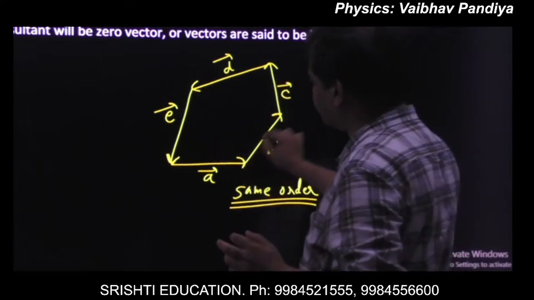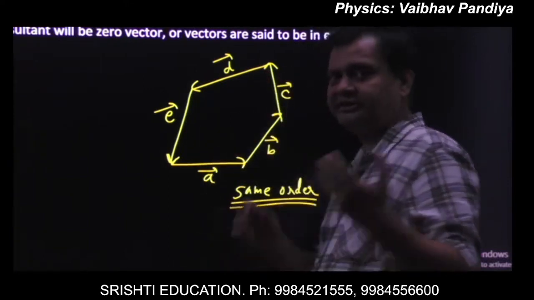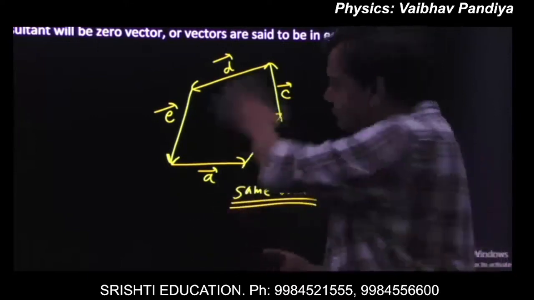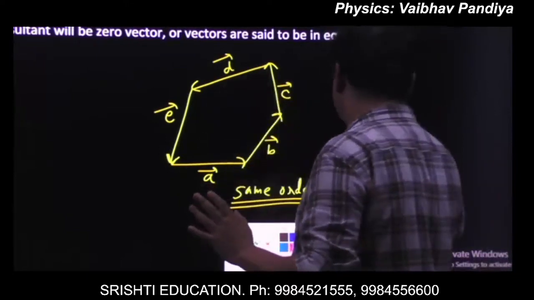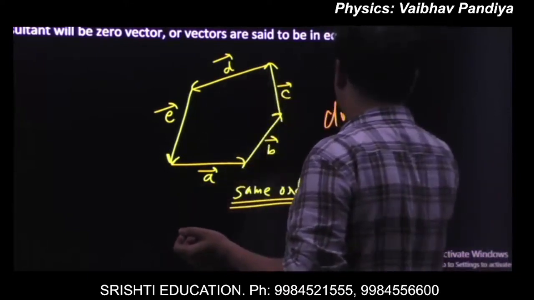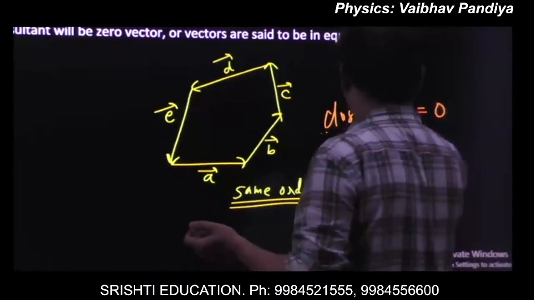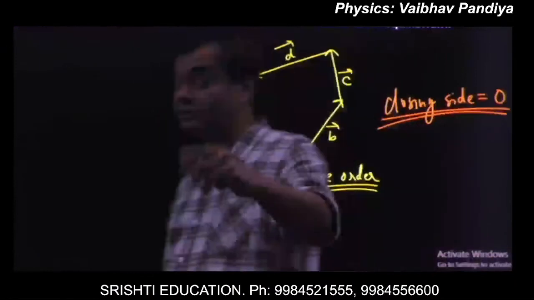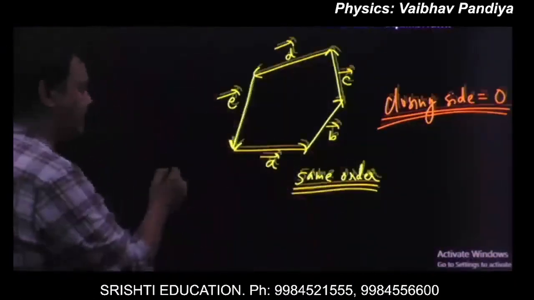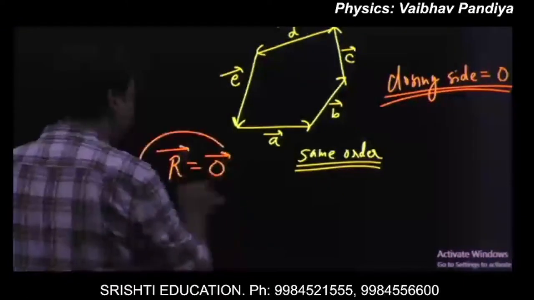When you are making the vectors in the same order, the polygon gets closed. So there are no spaces left for the closing side. Okay, so what will be the length of the closing side in this figure? 0. There is no closing side. The closing side has 0 length. So what will be the resultant of such vectors? Because the closing side will give you the result, and there is no closing side, the resultant will be 0 vector. So this is a very important property.